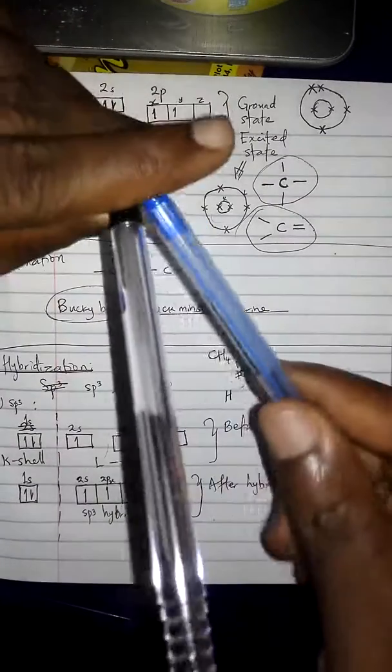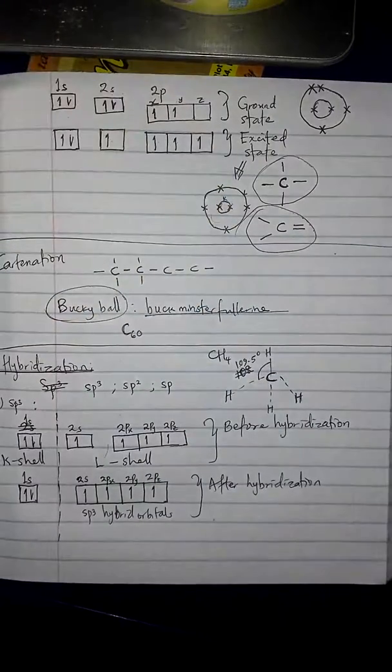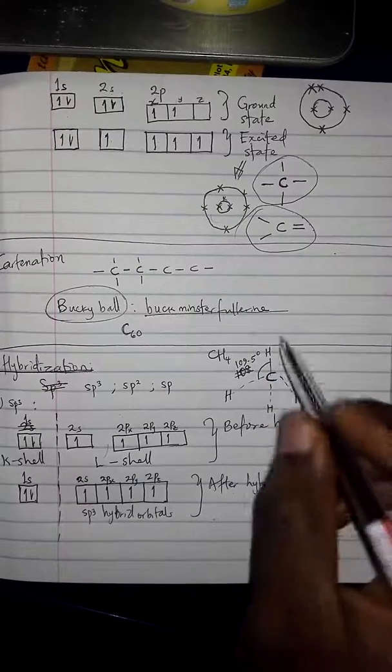Then the angle between those bonds is what I mean here. Okay, so that's how they're going to be positioned in space. That's what we are trying to draw here. So this will be the tetrahedral shape.